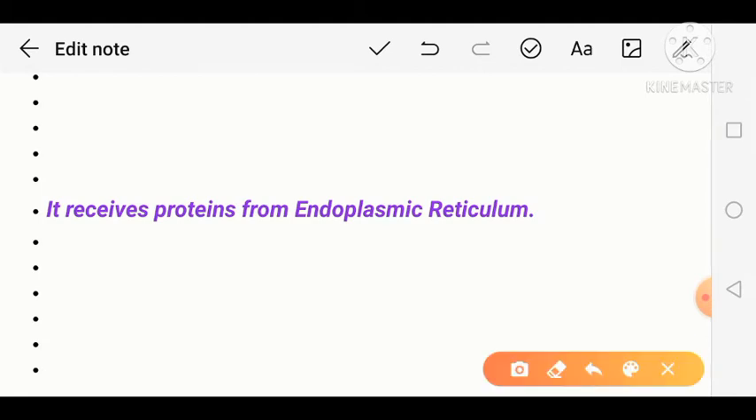And this is where the proteins are received from the endoplasmic reticulum. We know how proteins are synthesized: proteins are synthesized on the endoplasmic reticulum. Because ribosomes are found on the endoplasmic reticulum, proteins are synthesized on it, and then they are transported to the Golgi complex for sorting purposes. This is known as protein sorting.